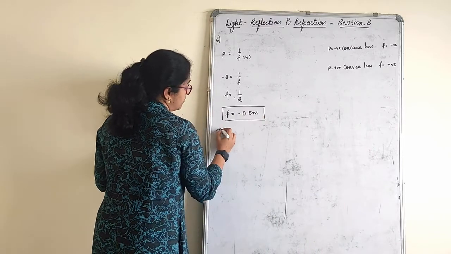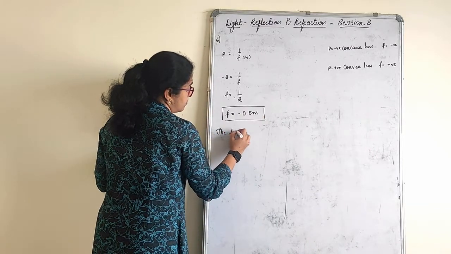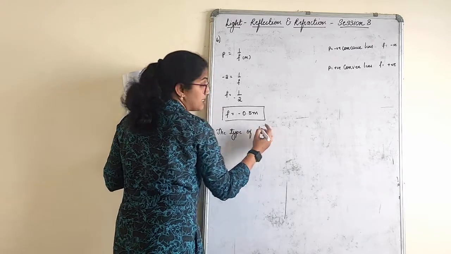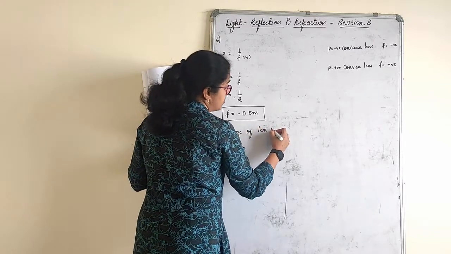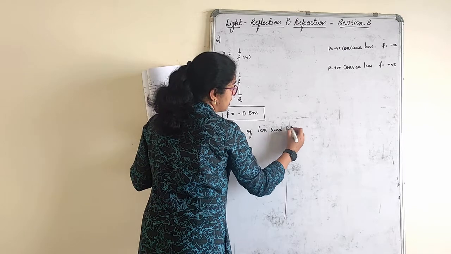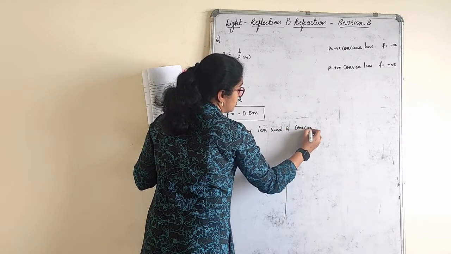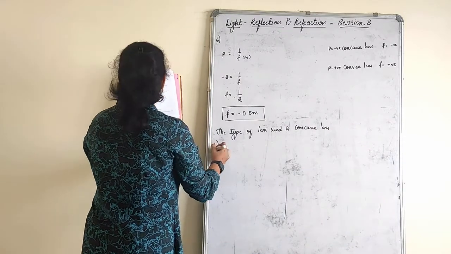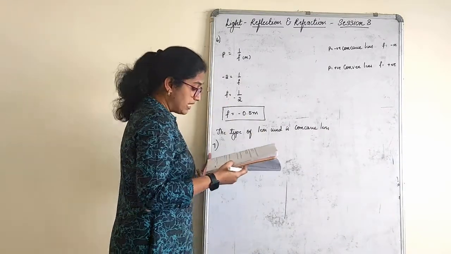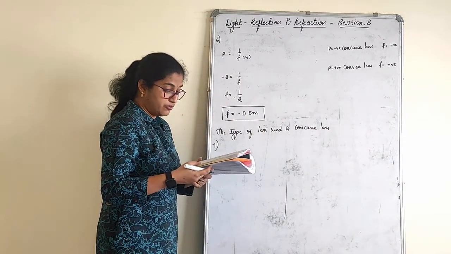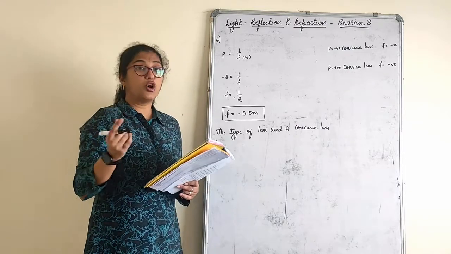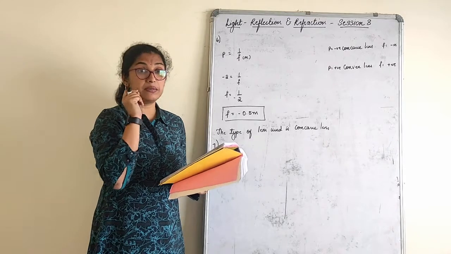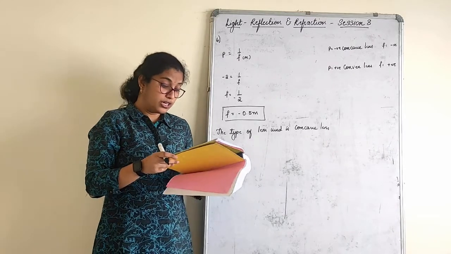The type of lens used, it's just 1 mark. Such things are asked in MCQs. Concave lens. Next one. A doctor has prescribed a corrective lens of power 1.5 diopter. So what could be the corrective lens? It is a convex lens. Why? It's a plus. Find the focal length of the lens.